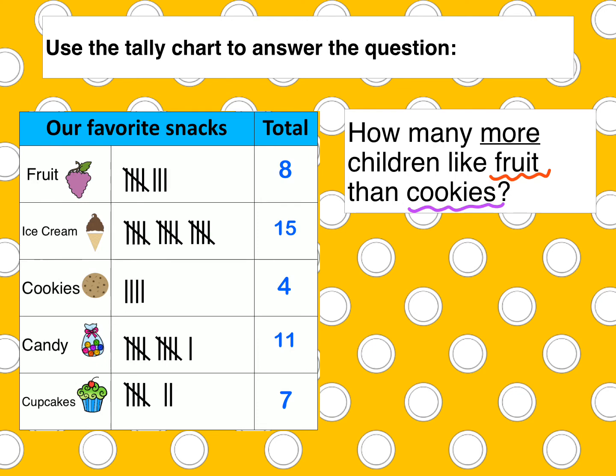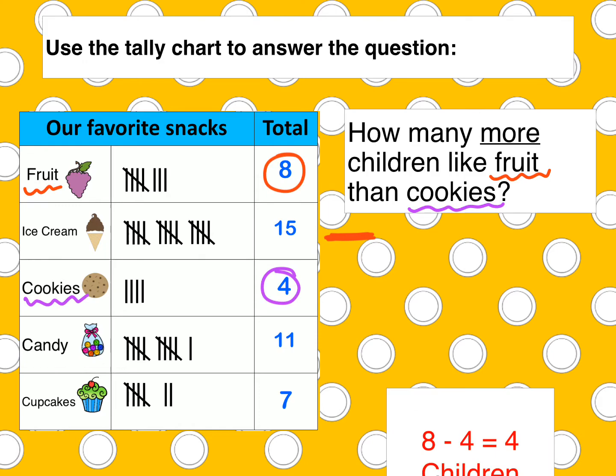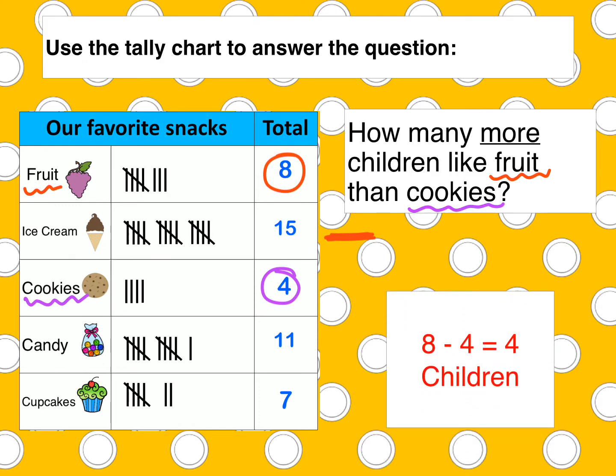Well done. So I have to look at the fruit and the cookies. Which snack has the most number? Lovely, the fruit. So I will start with 8, then minus 4 equals, perfect, 4. So 4 children like fruit more than the cookies.